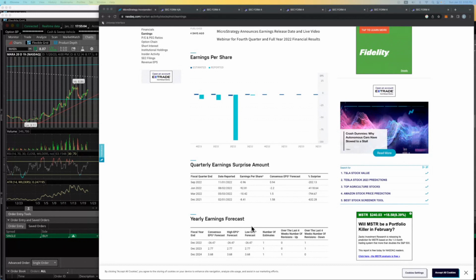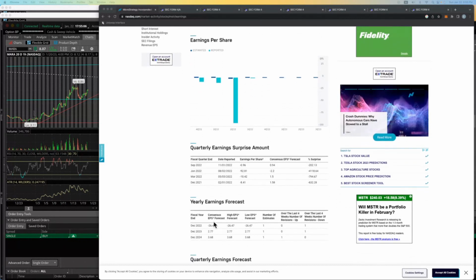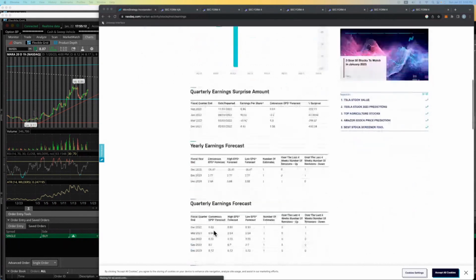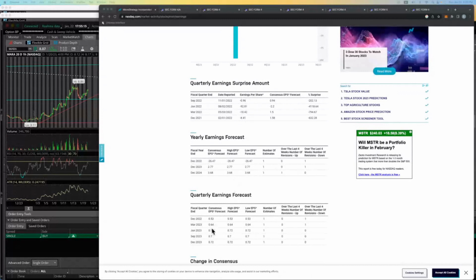You can't get any worse. Okay, so now look at the improvement. Positive for 2023. Your forecast, positive, right? Look at the quarterly. It's way better than what it used to be, right? Positive.